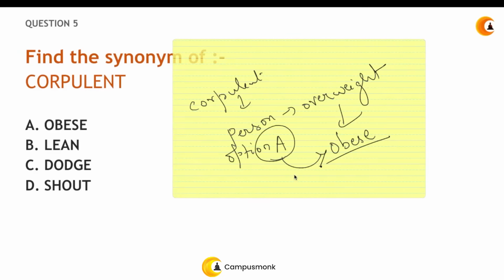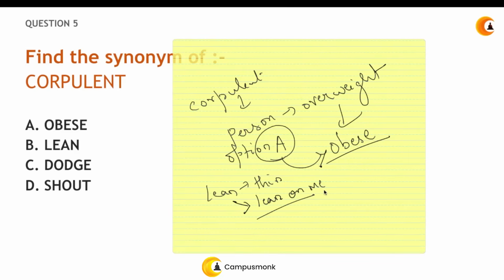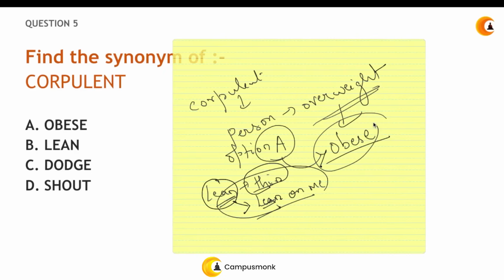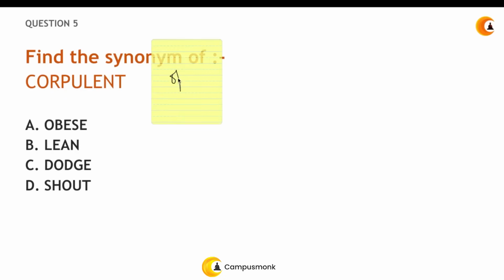That is obese. Now lean again has two meanings. One is lean and thin, a person who is really slim and trim, or absolutely thin. And another lean is to lean on me, take me as a support. Now again the spelling is the same, meanings are different. So for lean you need to depend upon the situation where it is used. As of now, corpulent was there, so I would consider lean over here to mean thin. Because corpulent means overweight or obese, right? Dodge and shout is not what corpulent means, right? So your answer is option number A, right?